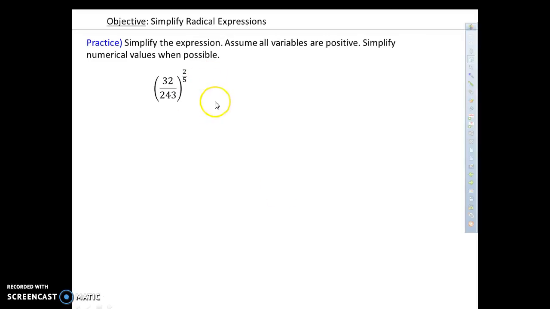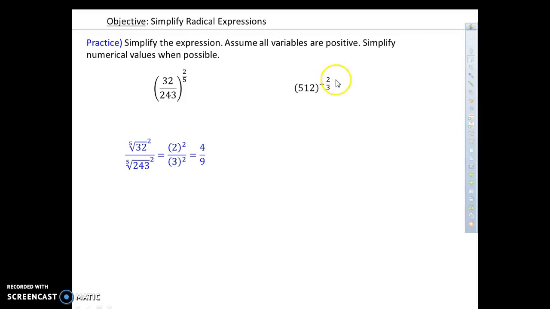Okay, hopefully you tried this one. Working through this, you should have gotten to the answer 4 over 9. I distribute the 2/5 to each, the numerator and the denominator. I take the 5th root of each term and then square, and I end up with 4/9. If you can reduce, go ahead and reduce. Here we cannot. The next example, please pause and try this one on your own.